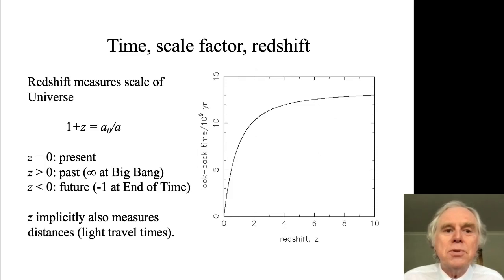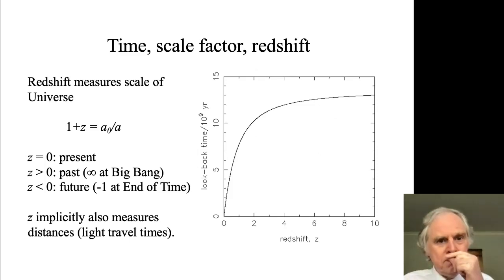Positive redshifts correspond to the past, and as redshift increases, you can see that A gets smaller; the universe was smaller in the past. Negative redshift is rarely talked about, but it corresponds to the future. It corresponds to when the universe is bigger than it is at the present. And if the universe is accelerating away and expanding forever, at the end of time, when the size of the universe is infinite, the redshift will be -1.